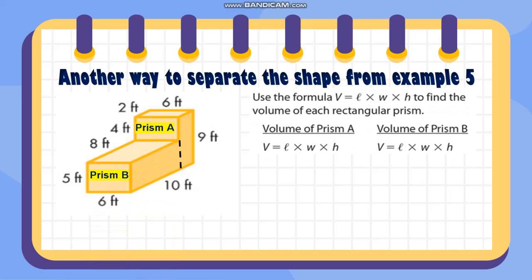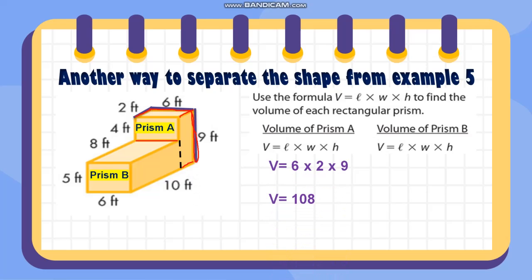The prism A, I have here the length, which is equivalent to 6. And your width is equivalent to, what's this? That is equivalent to 2 feet. And your height now is equivalent to 9. So, what is the answer? 6 multiplied by 2 multiplied by 9, that is 108.